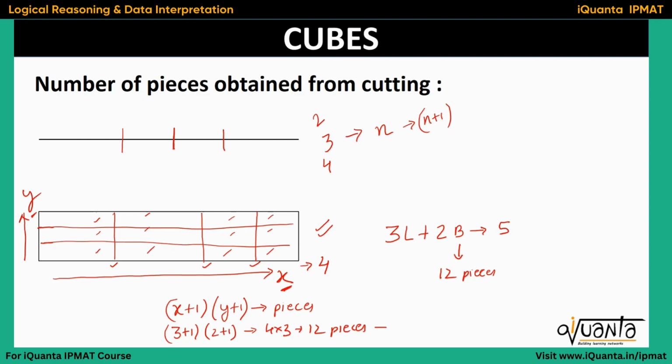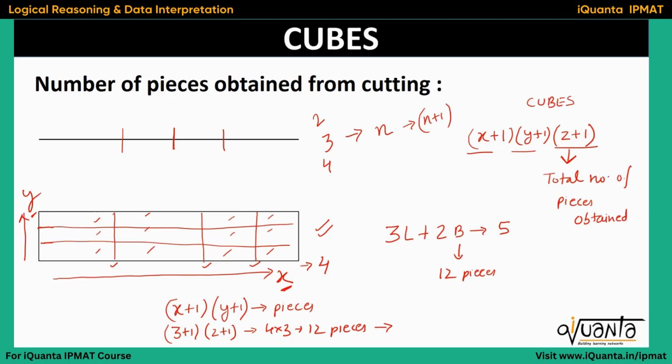Now we can easily extend this result to cubes, because in cubes we just have one more dimension, which is the height. In a cube, if we make x cuts along the length, y cuts along the breadth, and z cuts along the height, then the total number of pieces would be (x plus 1) into (y plus 1) into (z plus 1). So this is for cubes. This is a very important result that you have to remember.